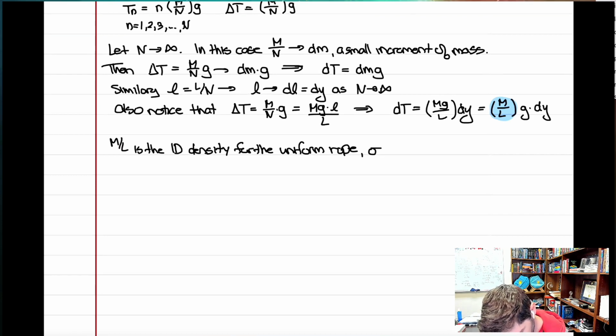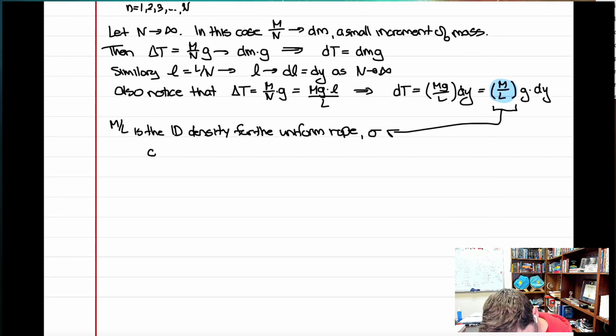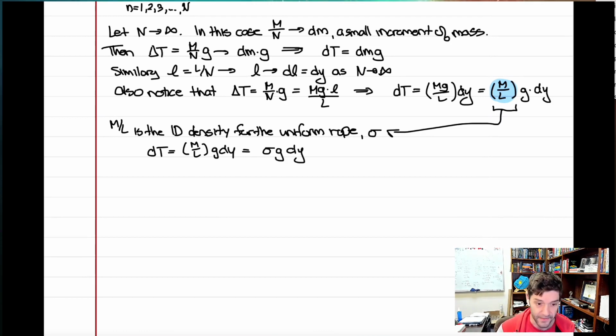So in this case, this sigma is playing the role of m over L, something with units of mass divided by length for a 1D system, like a rope. So in that case, this bottom expression then says that dT equals m over L times g times dy. I'm going to write that as sigma times g times dy for that second expression.